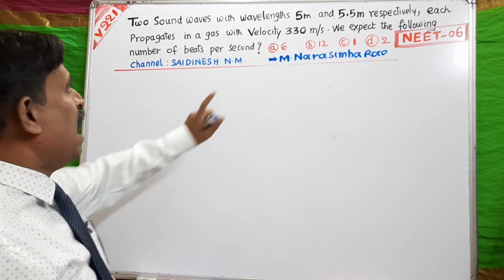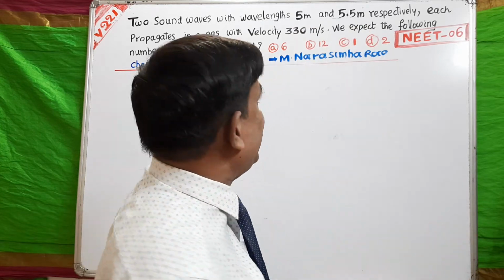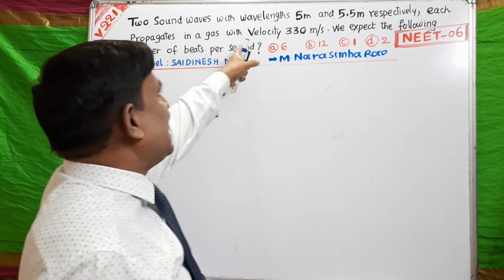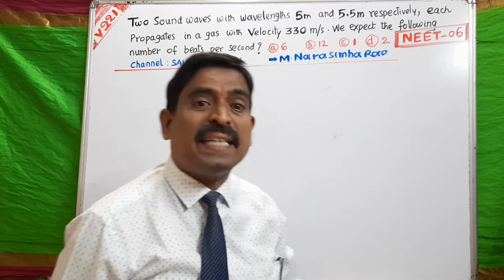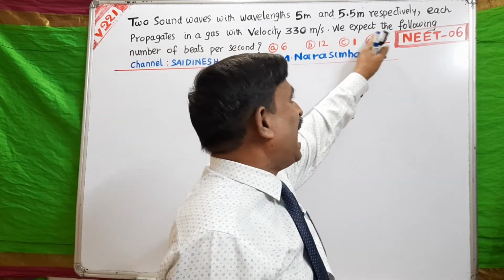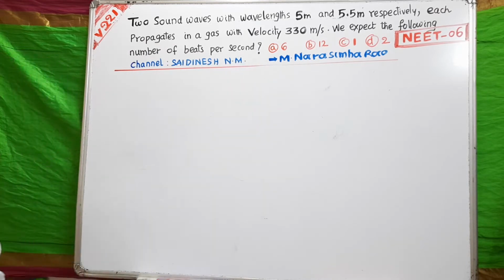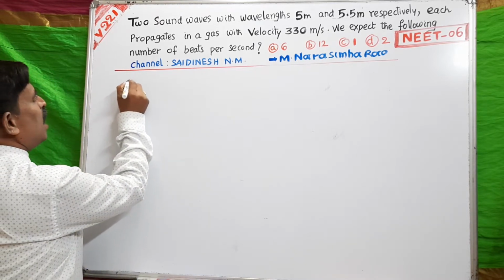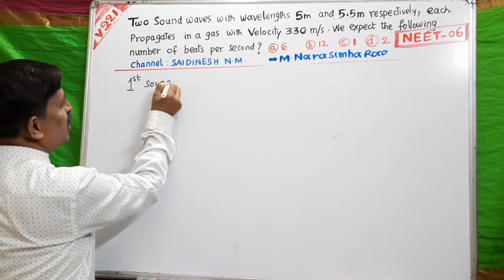Sound waves with wavelengths 5 meter and 5.5 meter respectively, each propagates in a gas with a velocity 330 meter per second. We expect the following number of beats per second. Now please listen here. I am talking about the first sound wave.